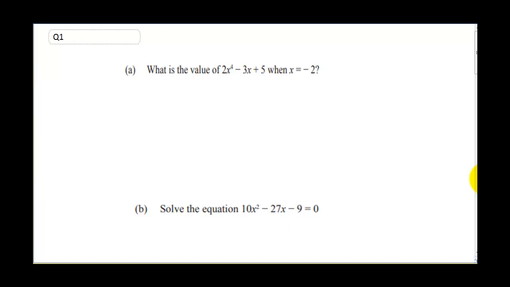Question A says, what is the value of 2x to the power 4 minus 3x plus 5 when x is equal to minus 2? One of the things you need to note is that all workings have to be shown so you can get the full maximum mark. In order to solve this question, the first thing you need to do is substitute x in the equation above.